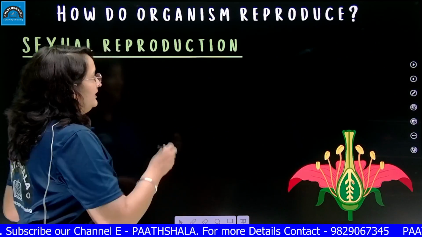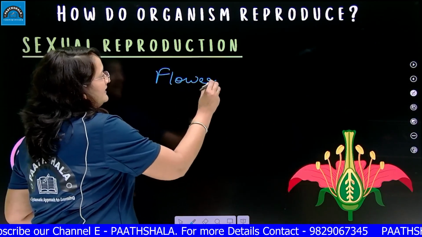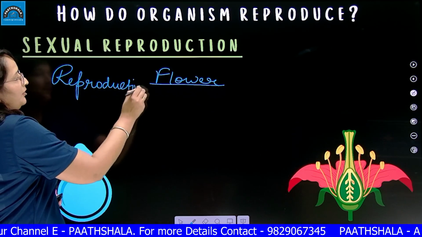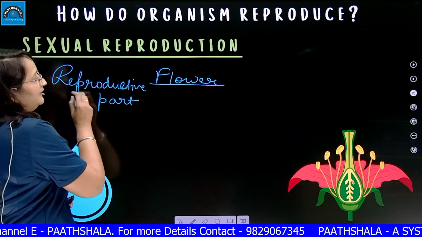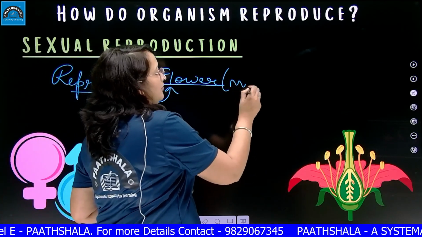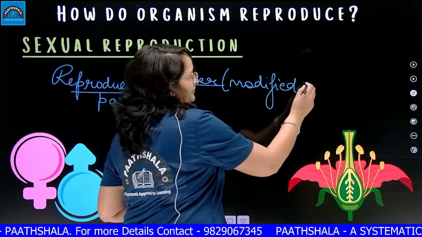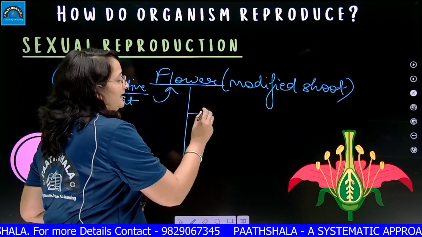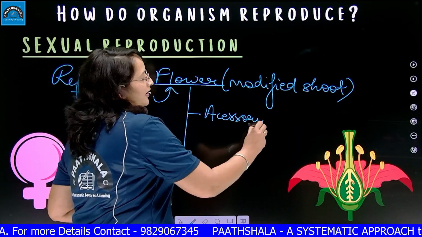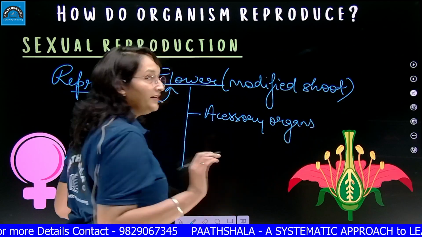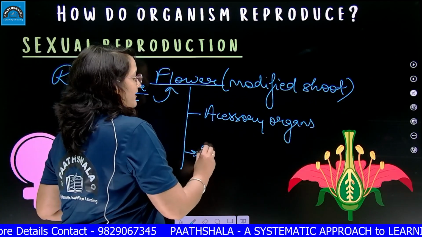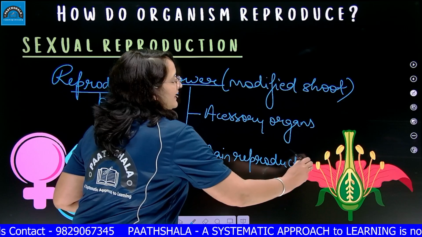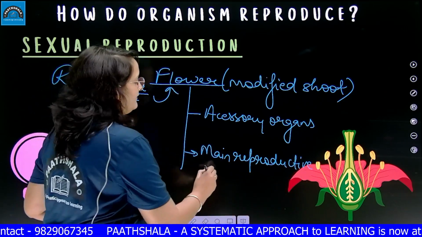So here we will make it clear that the flower is the reproductive part of the plant. This flower is a modified shoot, right? Now this flower has accessory organs which help in reproduction but are not directly involved in it, and the main reproductive organ. Each flower has accessory organs and the main reproductive organ.